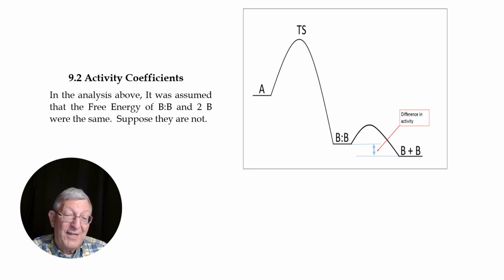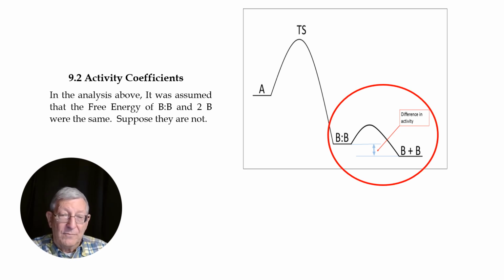Suppose, unlike the first case where the B plus B and BB had the same energy, now let's say that they don't have the same energy. There's a difference in energy. And now I've got to deal with that. How do I deal with that?